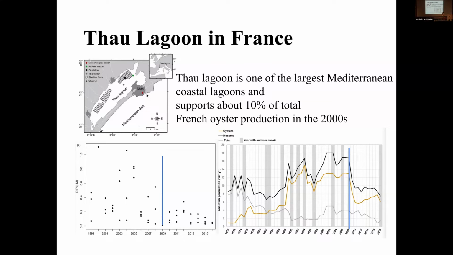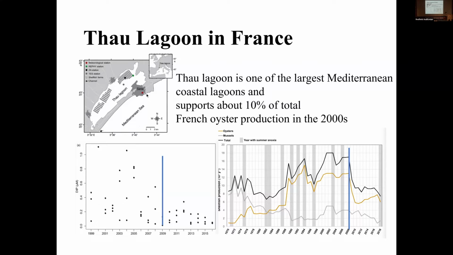So this lagoon, the Sun Lagoon, is one of the largest Mediterranean coastal lagoons and supports more than 10% of oyster production in France. Here it shows the average DIP concentration in this lagoon, and especially you can see the sharp decline for DIP because of very aggressive nutrient reduction from the sewage and from the agriculture. And you can see the current DIP concentration is even less than 1/3 of the previous condition.